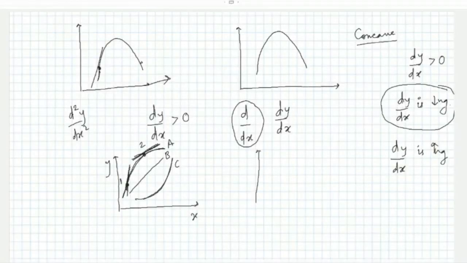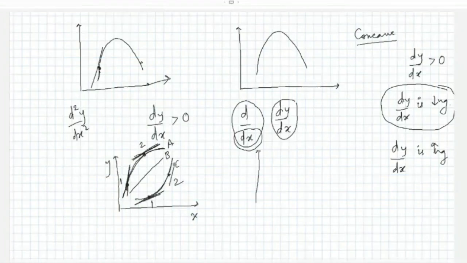Whether dy by dx is decreasing or increasing, this information is being given by the second order derivative. So the second order derivative tells you, for a small change in x, what is the change in the value of the slope. If I compare curve C, and I take 2 points, point 1 and point 2, at point 1 I drew a tangent, and at point 2 I drew a tangent.